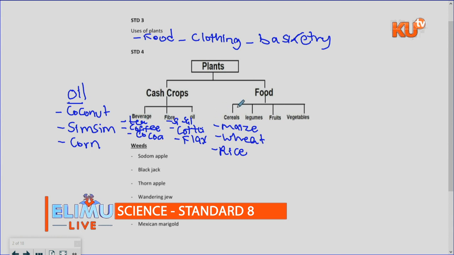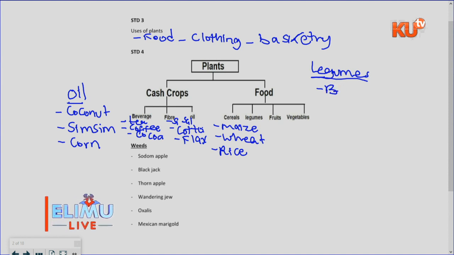When you come to legumes, I'll be writing 2 examples in each because of the space, and I'll just say out the others. So examples of legumes, we have beans, we have peas, we also have groundnuts. Those are examples of legumes.